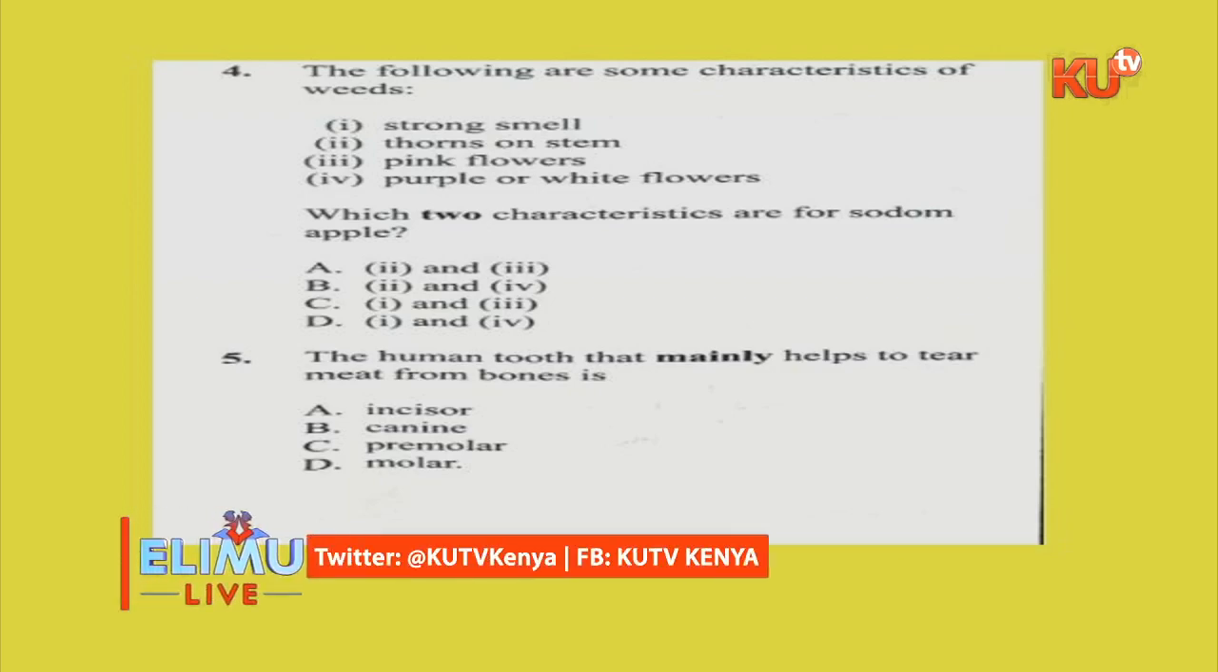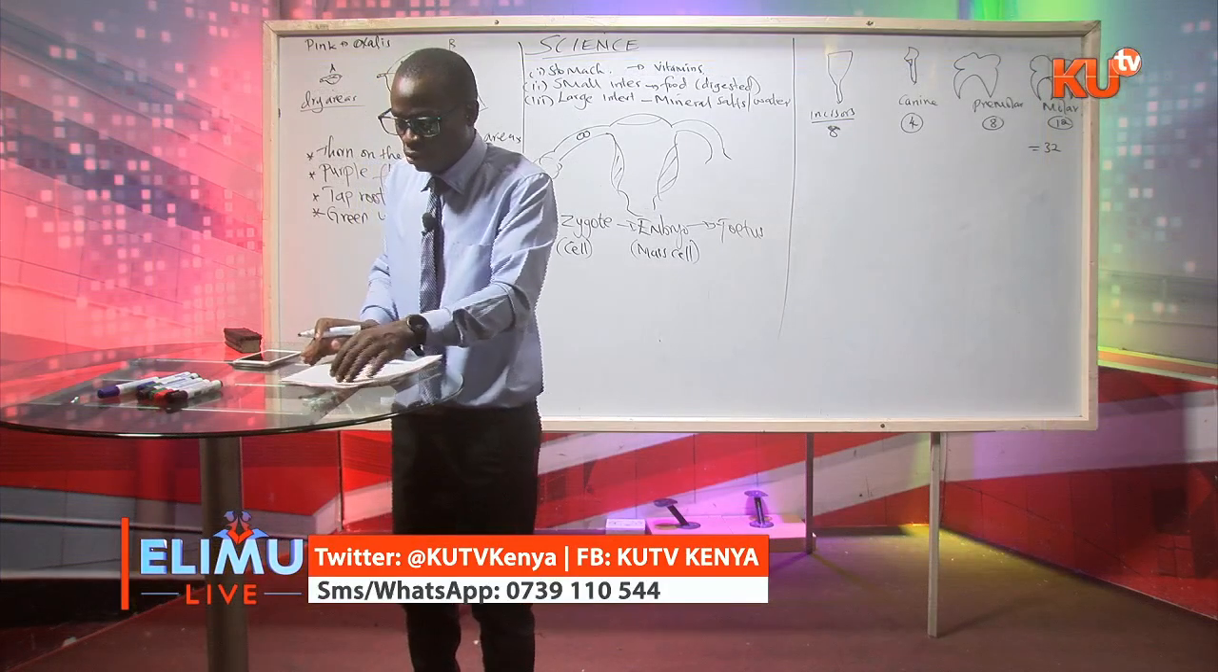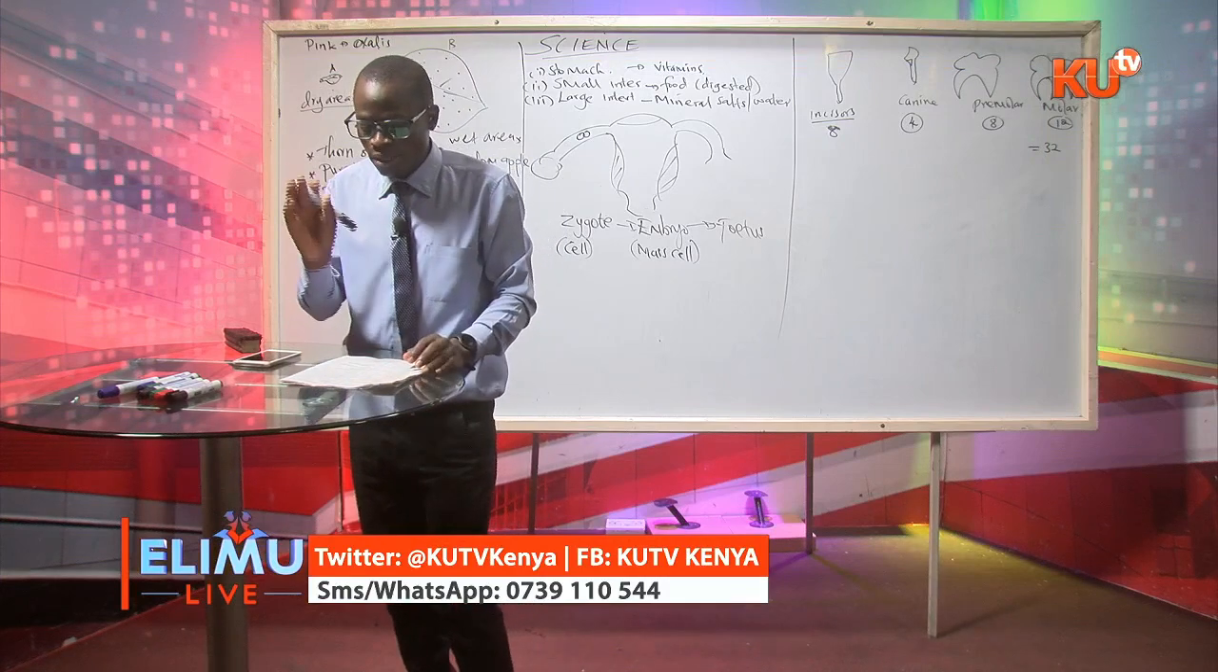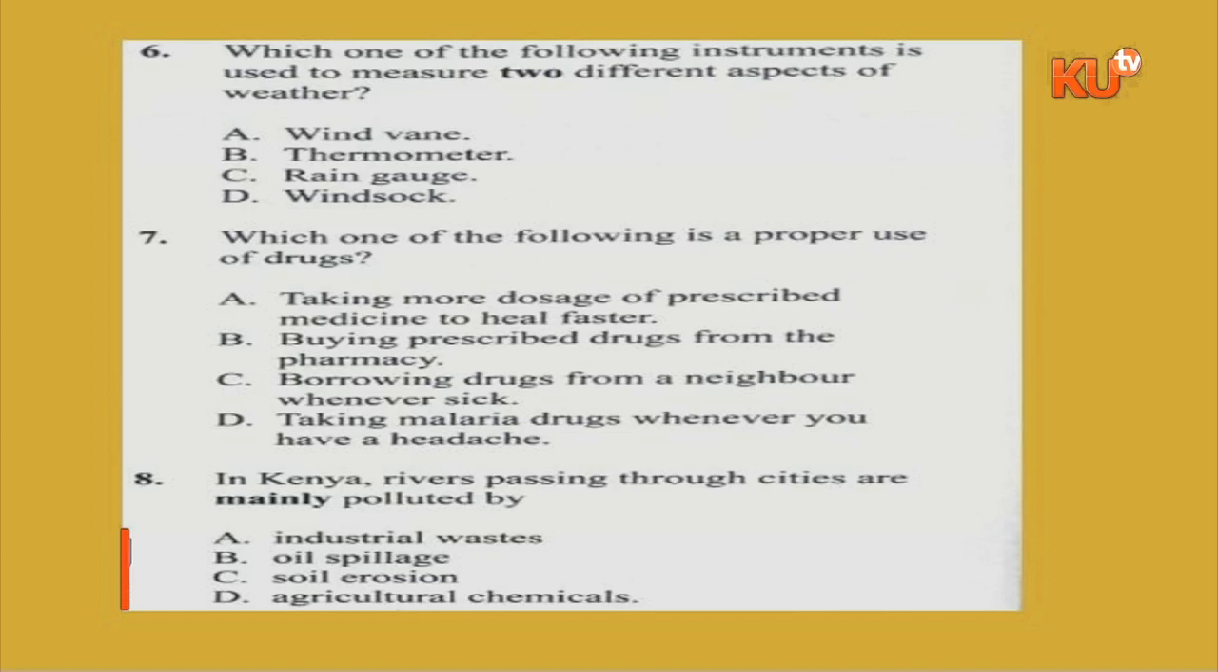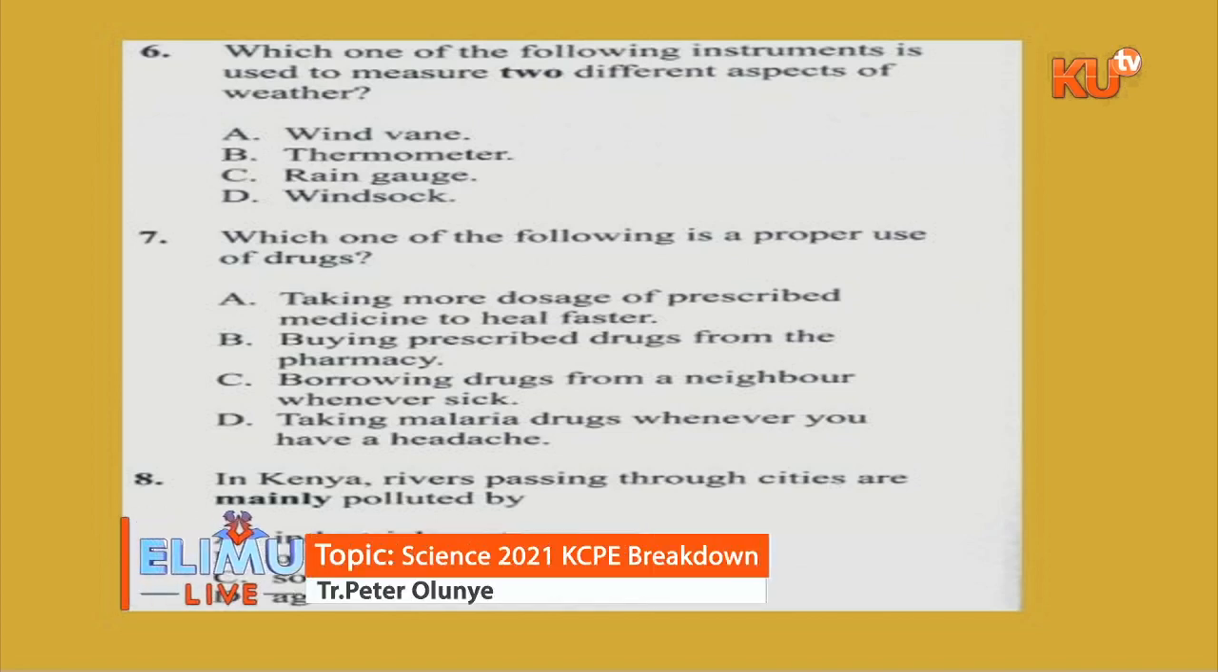Now let's go to question number 6. I'm trying to go very fast, boys and girls. I hope you're going to understand. Question number 6. Which one of the following instruments is used to measure 2 different aspects of weather? 2 different aspects of weather.